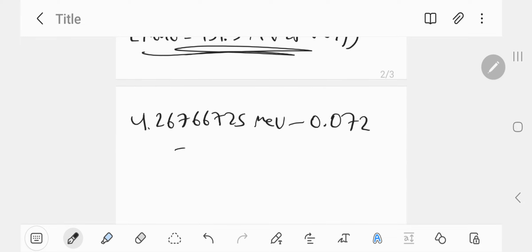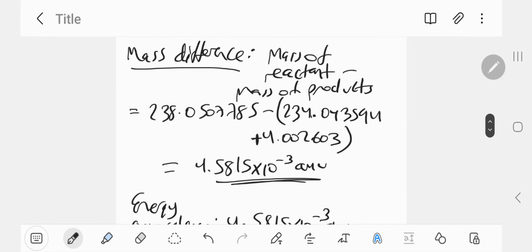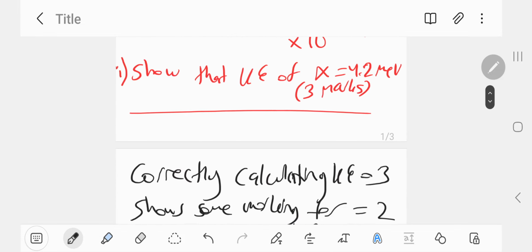Subtract it from the thorium, because this will give us the energy released by the alpha particle. And we get 4.19566725, and that is equal to about 4.2 mega electron volts as required, because that's what the question asks, and it's nice to end with as required. You're showing the marker that you've answered the question.